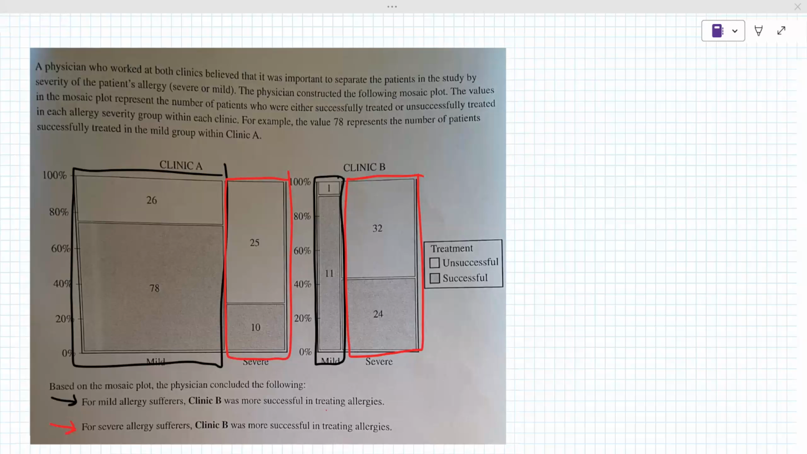And then, for each clinic, which allergy severity is treated more successfully? I'm not sure I understand what they're asking you to do. It's almost like you've got to do a test to confirm that or not confirm that.